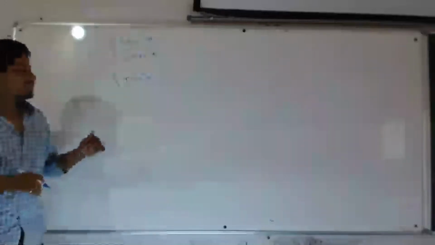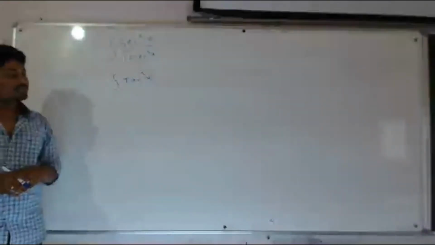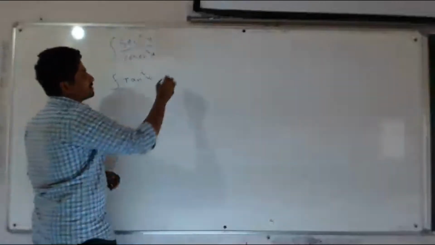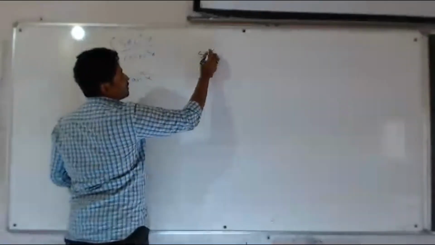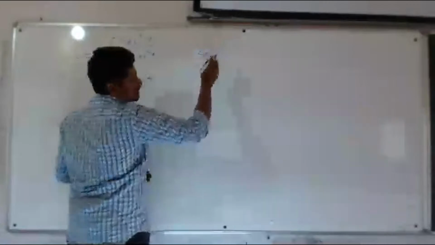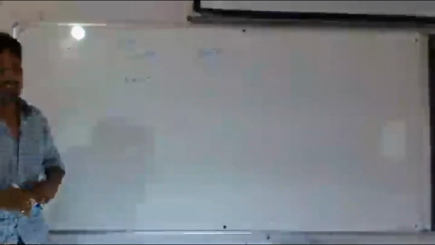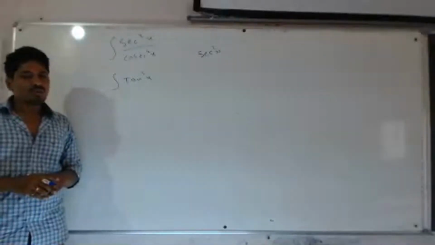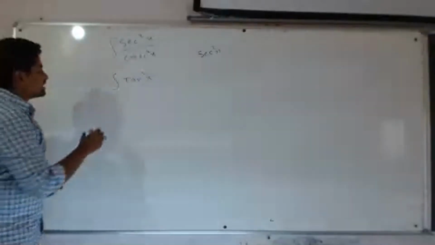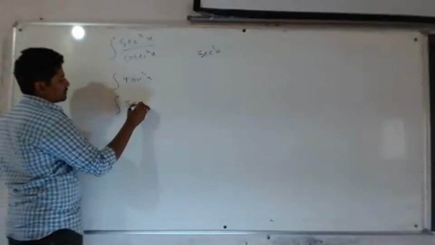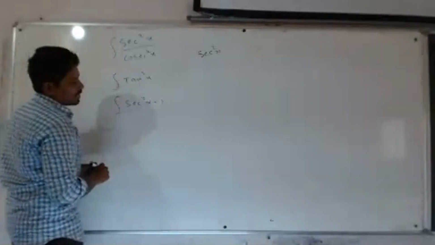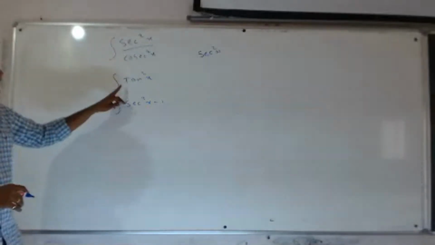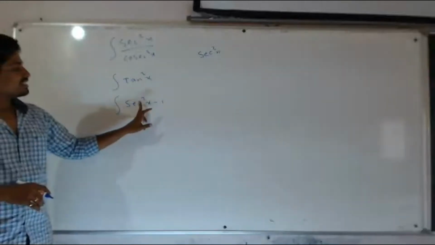Is there any formula for us for integral tan square? There is no formula directly for tan square, but in trigonometry we have an identity: secant square x minus tan square x equals 1. Then in the place of tan square x, we can write secant square x minus 1. Yes or no?